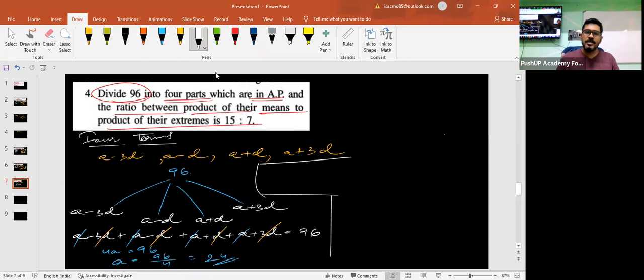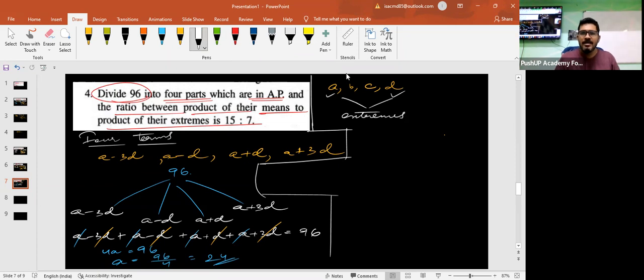Now, what is the second part of the question? The ratio between product of their means to product of their extremes is 15:7. Now, what does that mean? Children, while learning the chapter proportions, you remember A, B, C, D. A, B, C, D are in proportion. The first and the last term are known as extremes. The second and the third term, the terms in the middle, are known as mean terms. So they are talking about the extreme terms and the mean terms.